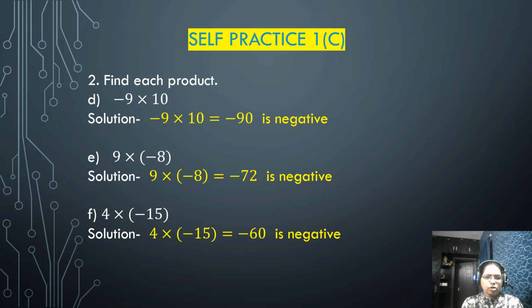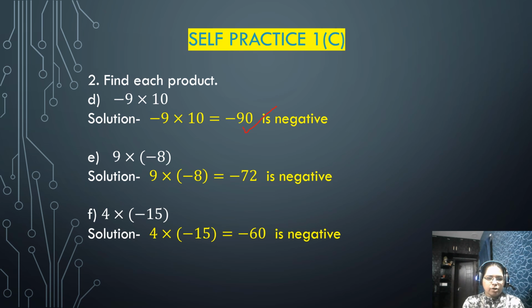And now we solve D. Minus 9 multiplied by 10. Minus 9 is a negative integer and 10 is a positive integer. We know multiplication of a negative and a positive, we get a negative integer. So minus 9 multiplied by 10 is minus 90, and minus 90 is a negative integer.